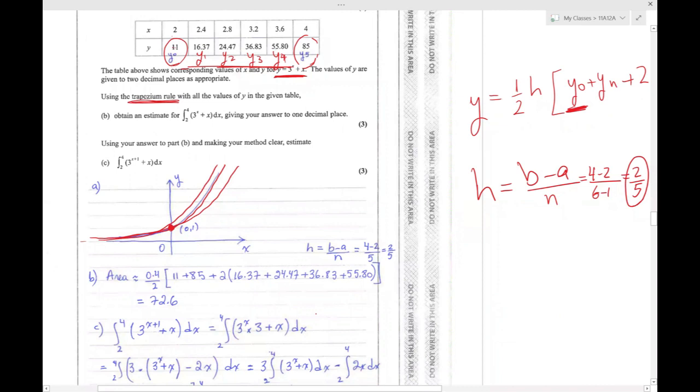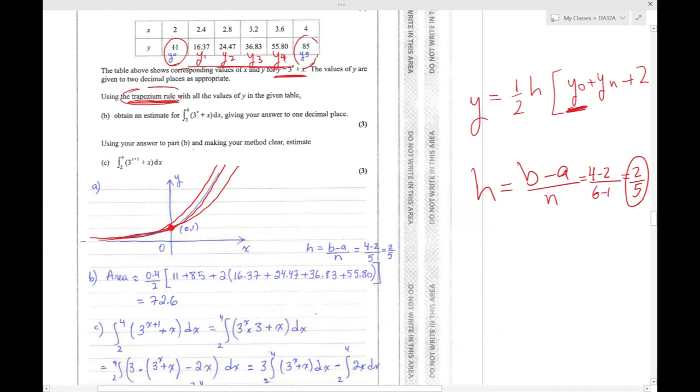Okay, we're done. Now be careful when you're using the trapezium rule. You are finding the approximation. You are estimating the area. You're not finding the actual or exact area. Okay, the trapezium rule is finding the approximation of the area.